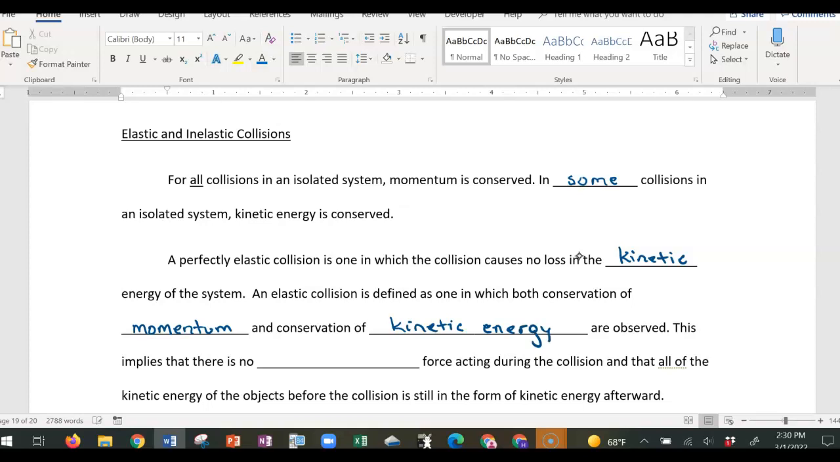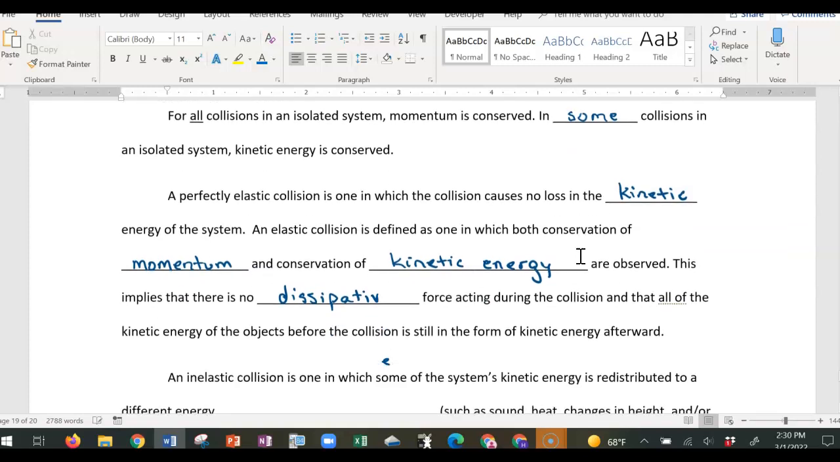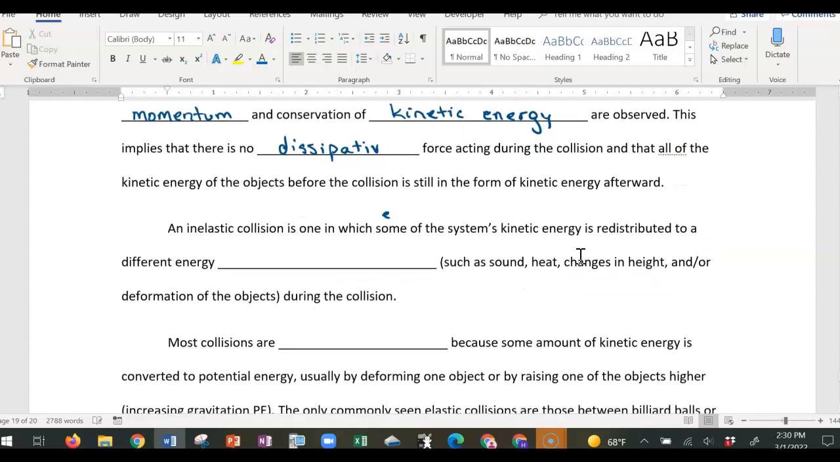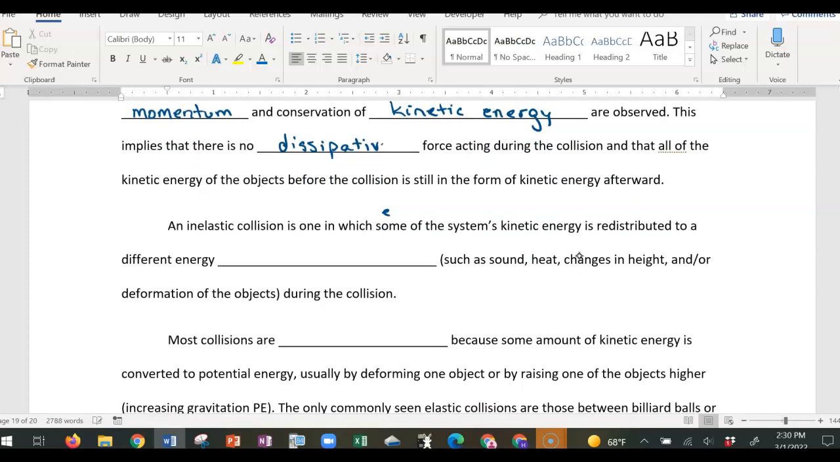This implies that there is no dissipative force acting during the collision, and that all of the kinetic energy of the objects before the collision is still in the form of kinetic energy after the collision. An inelastic collision is one in which some of the system's kinetic energy is redistributed to a different energy storage mode, such as sound, heat, changes in height, and/or deformation of the objects during the collision.